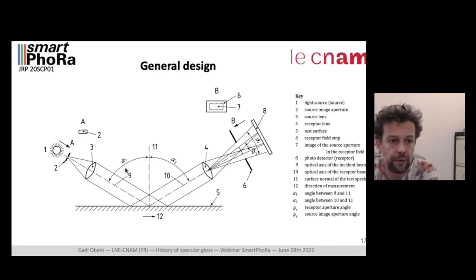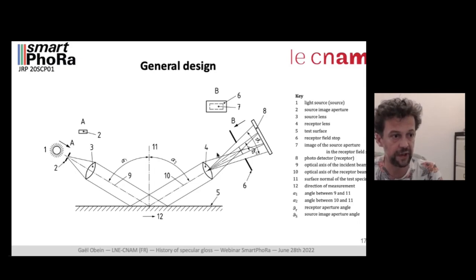It's quite a simple system. You have a light source. You put here a field that will be the entrance of the system at the focal point of a lens. Then you get a collimated beam. You have to manage, of course, the direction of illumination at 60, 20, 85, whatever. Then you have the sample. The sample reflects the light, and you go only in the specular direction. Then you have a lens here, and at the focal area of the lens, you get the image.